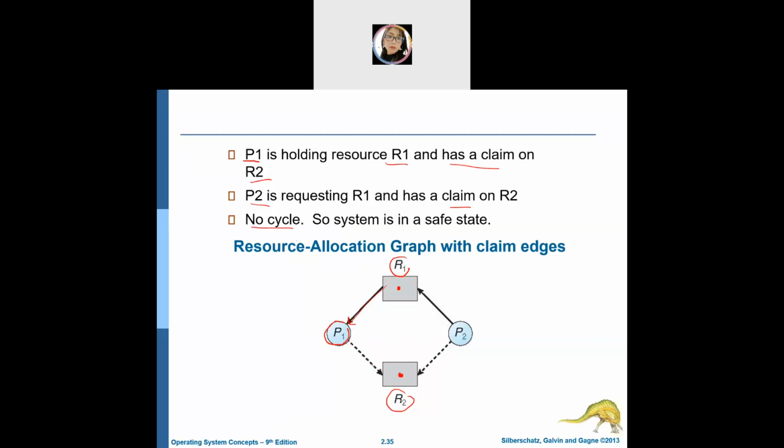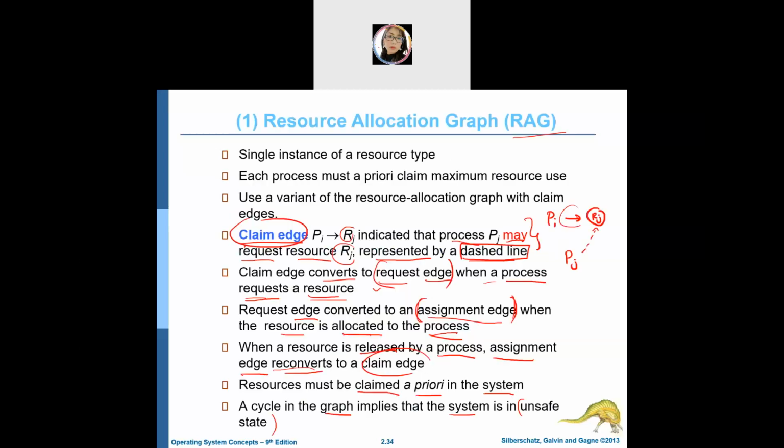So no cycle, because this one is a request. For here, no cycle. This claim is not yet changed. So no cycle, so the system is in a safe state. Later on, if it changes, if it requests, then it's going to be something else. If it is assigned, then it's going to be something else. So it depends on the later changes.